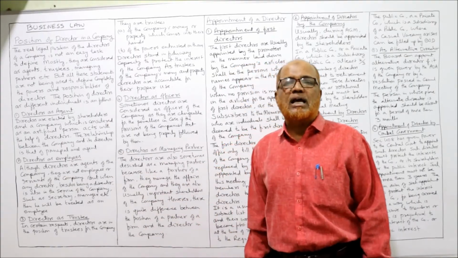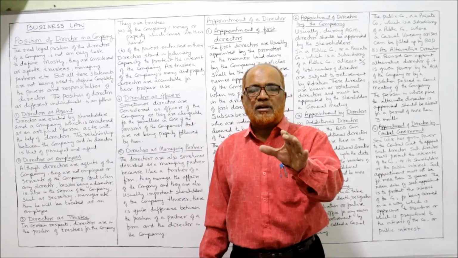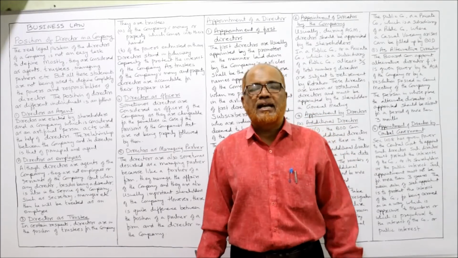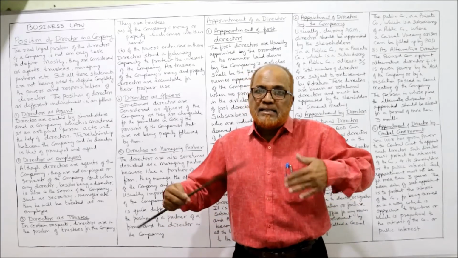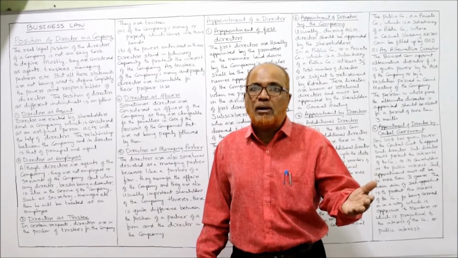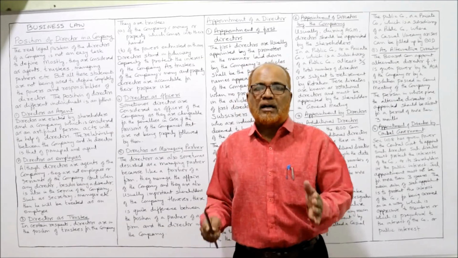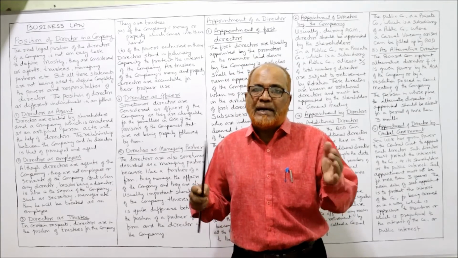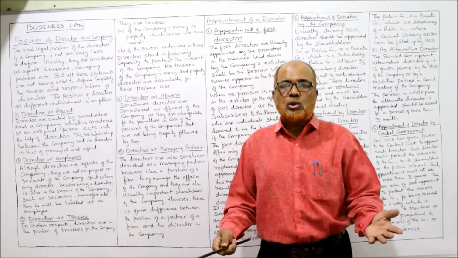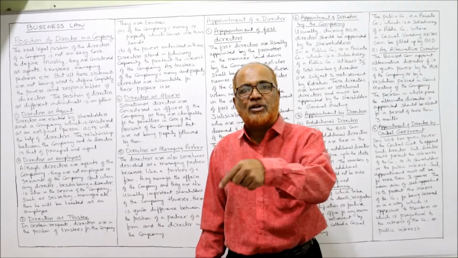First of all, directors are agents of the company. A company is an artificial person created by law. A company does not have a physical existence like an individual, so the company itself cannot perform all the functions. There should be some natural person to perform the functions of this artificial person. So directors are the persons who perform the functions of the company.